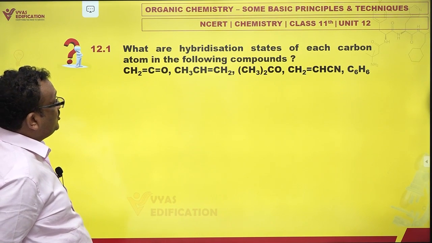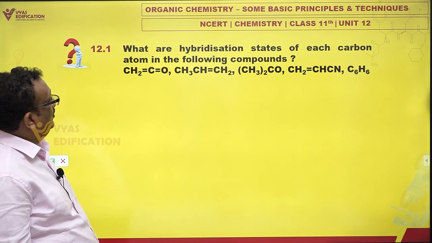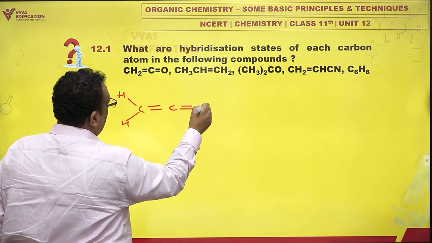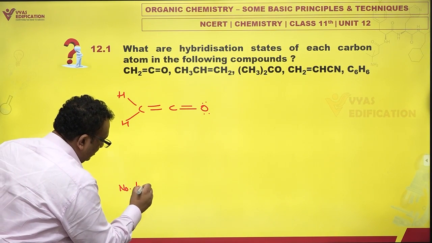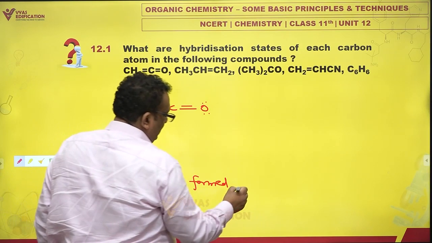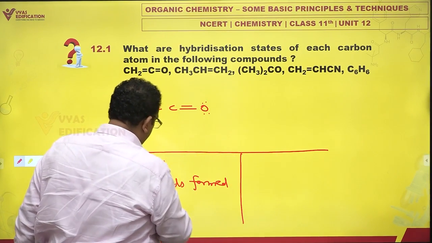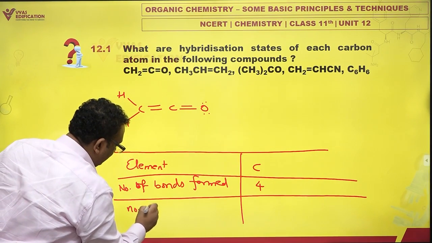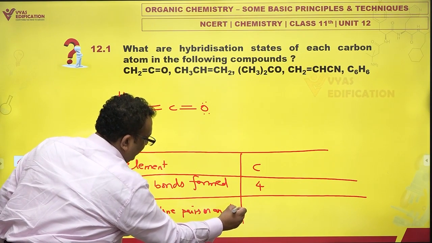What are the hybridization states of each carbon atom in the following compounds? Fascinating. And we have a number of following compounds. CH2=C=O, H-C-H, double bond C, double bond O. Let us not forget a simple table: element, number of bonds formed, and number of lone pairs on an atom. In organic compounds, you would find carbon would have 4 bonds. It's a very useful table.